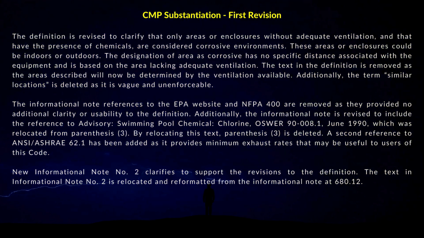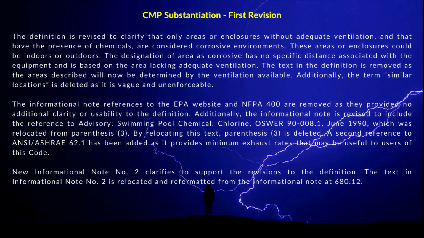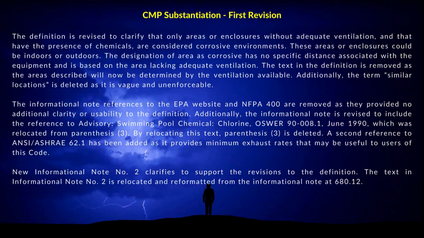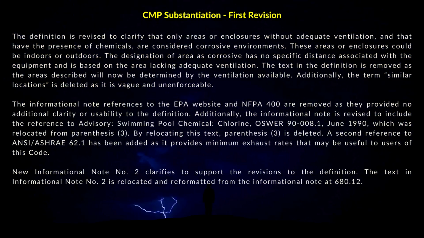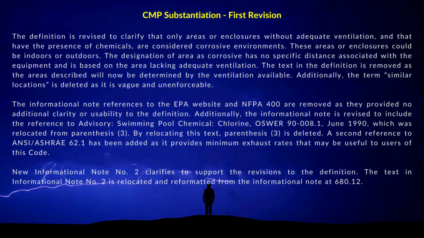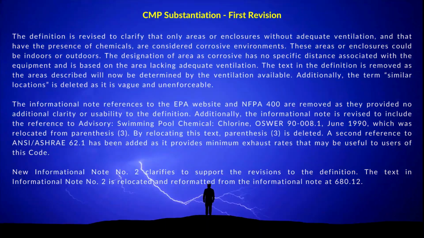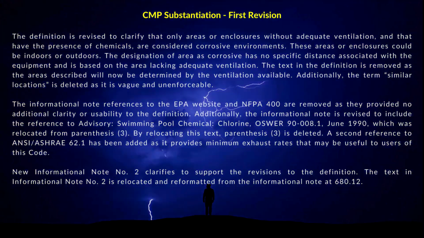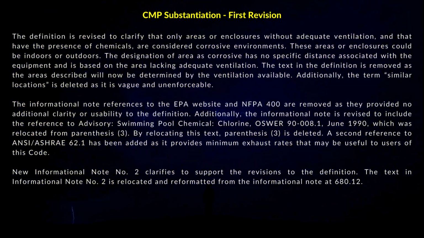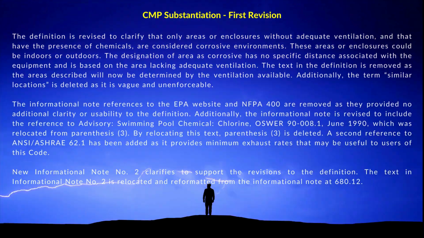90-008.1, June 1990, which was relocated from parenthesis 3. By relocating this text, parenthesis 3 is deleted. A second reference to ANSI/ASHRAE 62.1 has been added, as it provides minimum exhaust rates that may be useful to users of this code. New Informational Note Number 2 clarifies to support the revisions to the definition. The text in Informational Note Number 2 is relocated and reformatted from the informational note at 680.12.